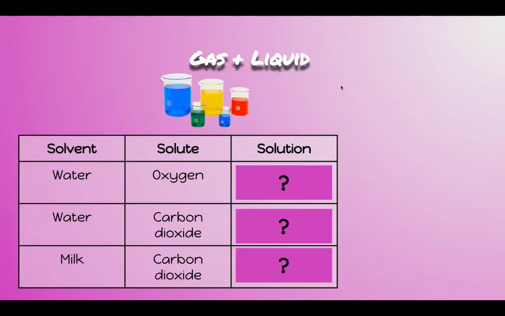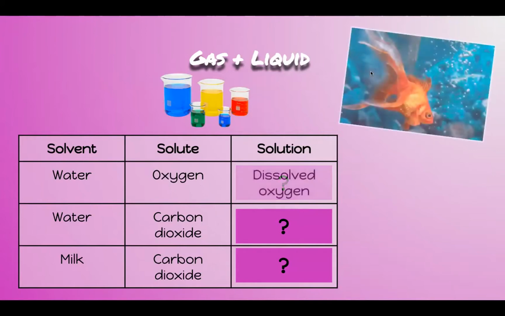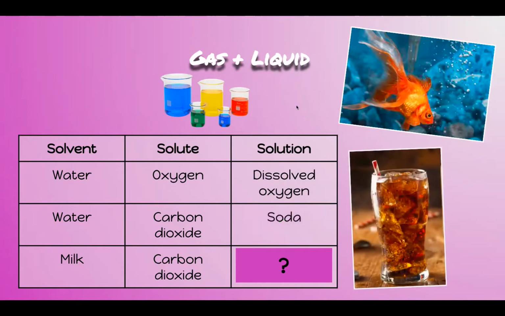Okay, so you can make solutions with gases and liquids, and here are some examples. When you put oxygen into water, the solution becomes dissolved oxygen. It has a picture of that little goldfish in his tank, and he's got a little aeration stone or a little bubbler, and that distributes the oxygen into the water so that he is able to breathe it in through his gills.